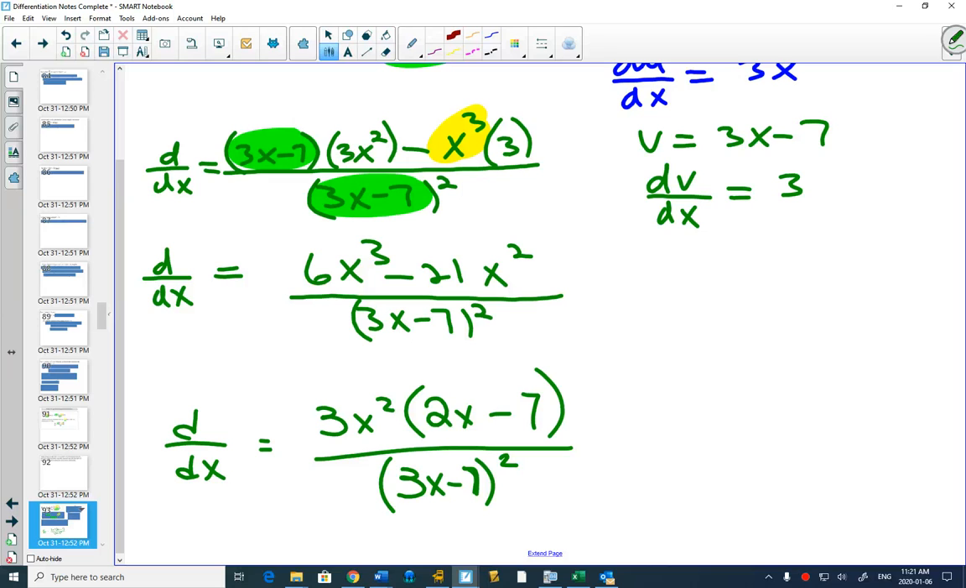How does the IB like to get you to do this? They make it a show that question. They say, show that the derivative of blah, blah, blah is equal to 3x squared bracket 2x minus 7 all over 3x minus 7 squared. And so because you have to show that, you do have to simplify it. It's not just enough to do the derivative.